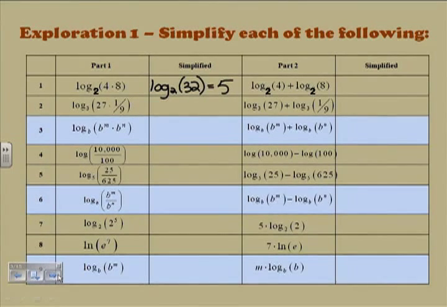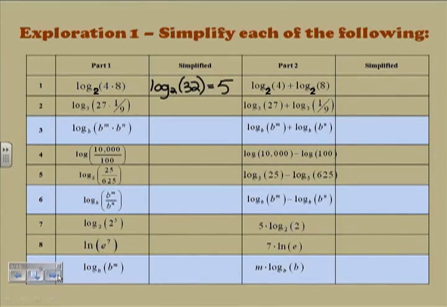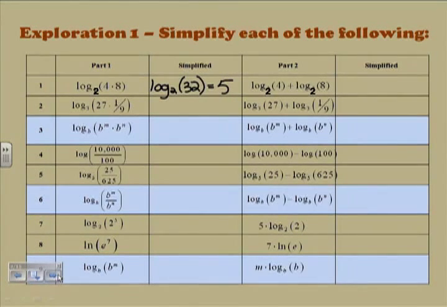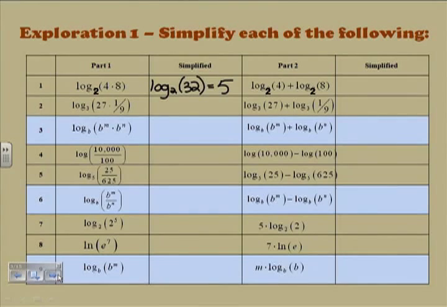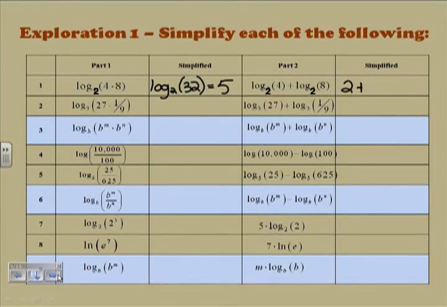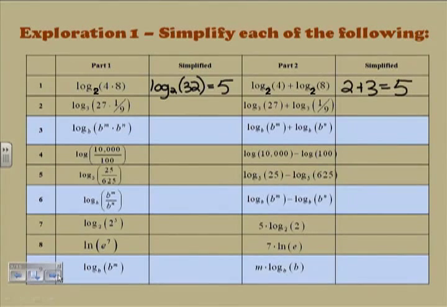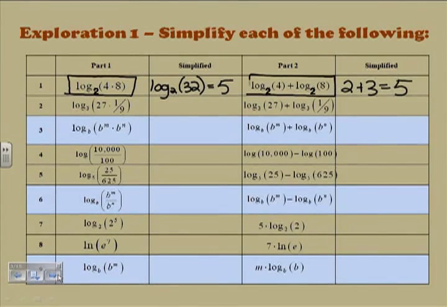Okay, well on this side, you'll notice that you have addition. That would have to come last. So what is log base 2 of 4? 2 raised to what exponent gives you a 4? That would be a 2. 2 raised to what exponent gives you an 8? That would be 3. And 2 plus 3 is 5. So interestingly, I came up with the very same answer for this log base 2 of 4 times 8 and over here where I found each of them separately and then added them.